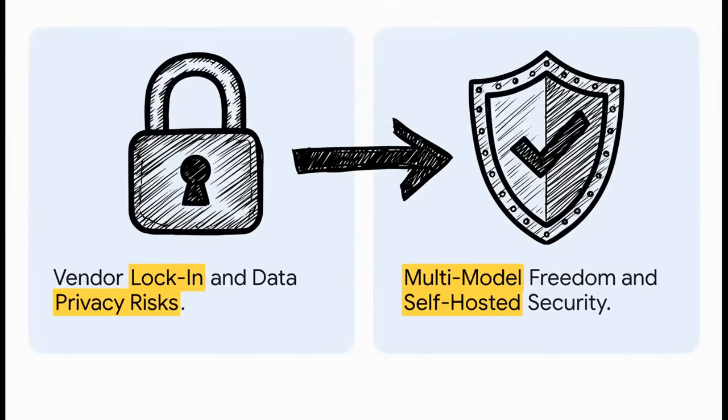This really shows you the huge shift in who's in control. The old way, you're stuck with one provider's model and you're just hoping your data is safe. The GenAssist way, you get the freedom to pick and choose the best AI model for any given job, and all that security stays right there, in-house.